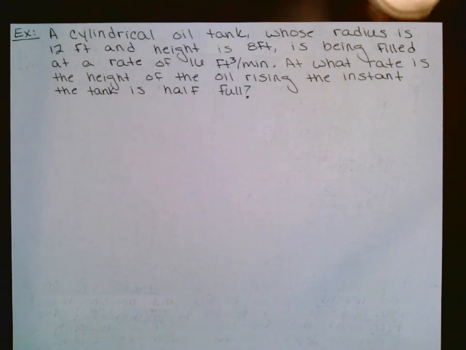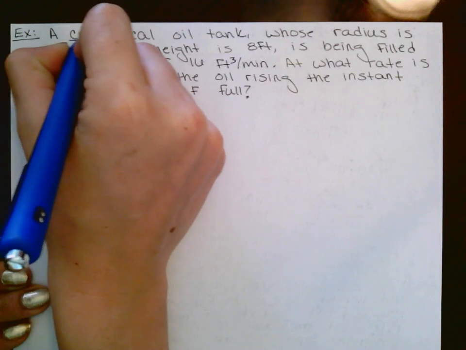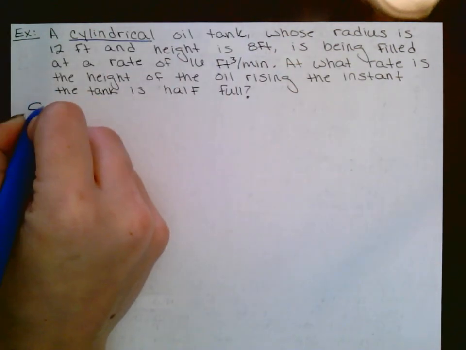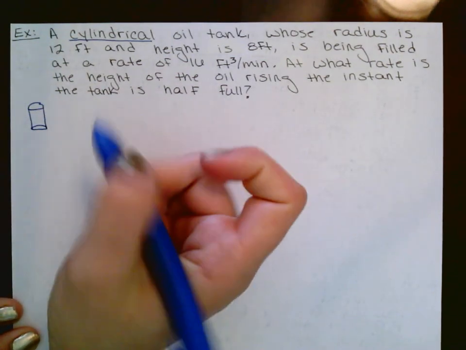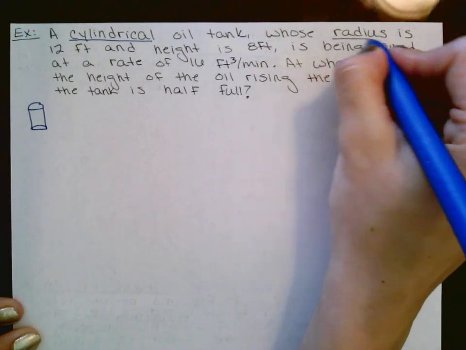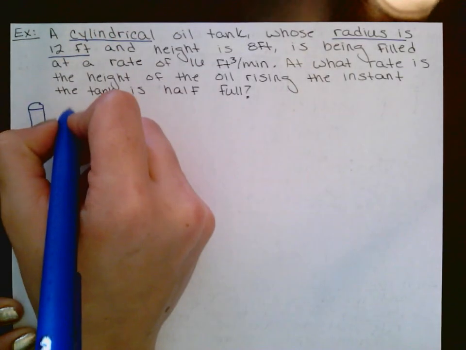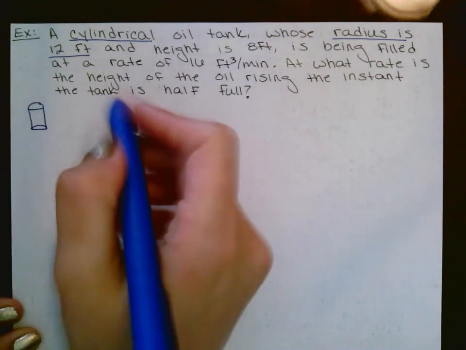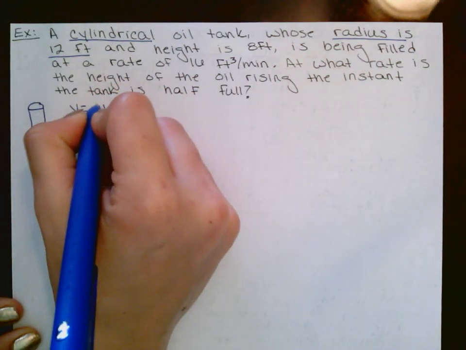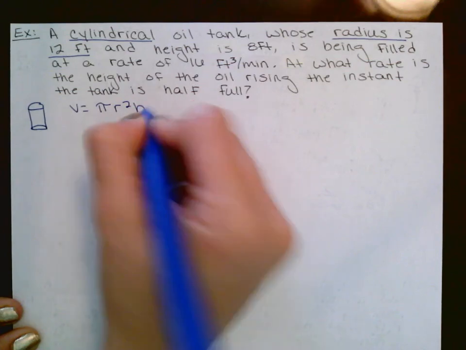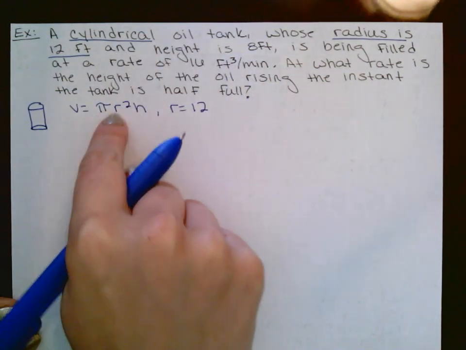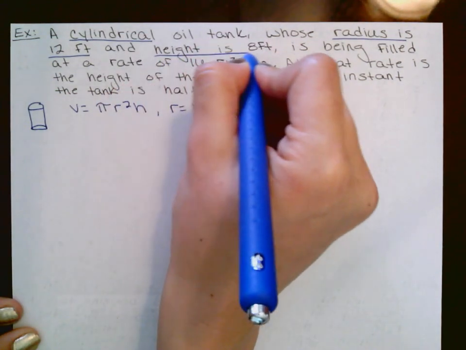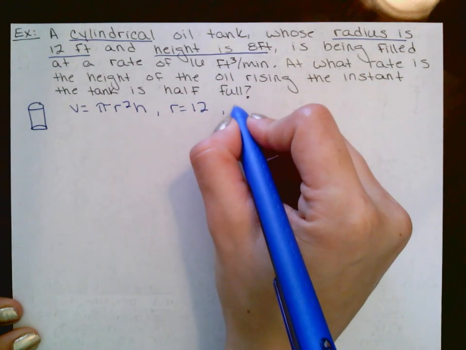All right, last example, a cylindrical oil tank. Okay, so we know it is a cylinder. Bear with my drawings there. And it says that its radius is 12 feet. So let's write the formula for a cylinder. Okay, and then they gave us radius is 12. Good, so I have the R. The height is 8. Now I have the H.